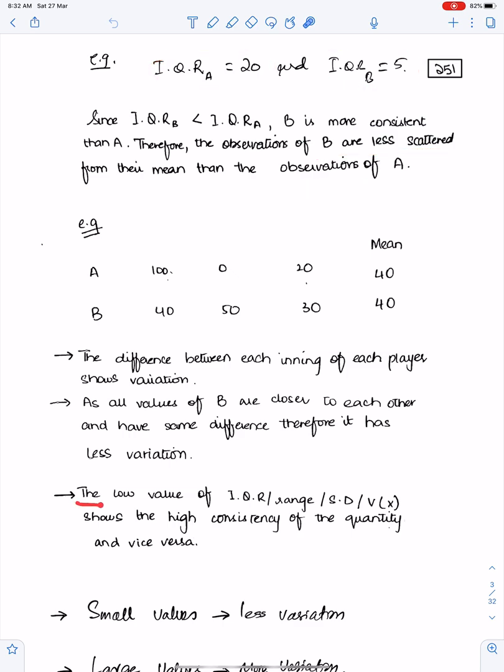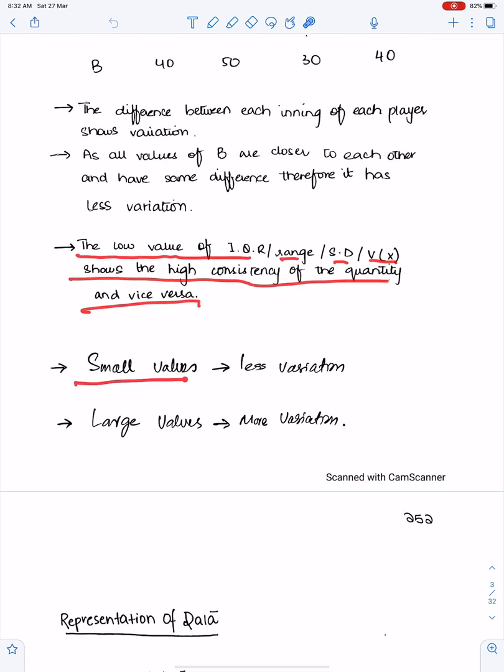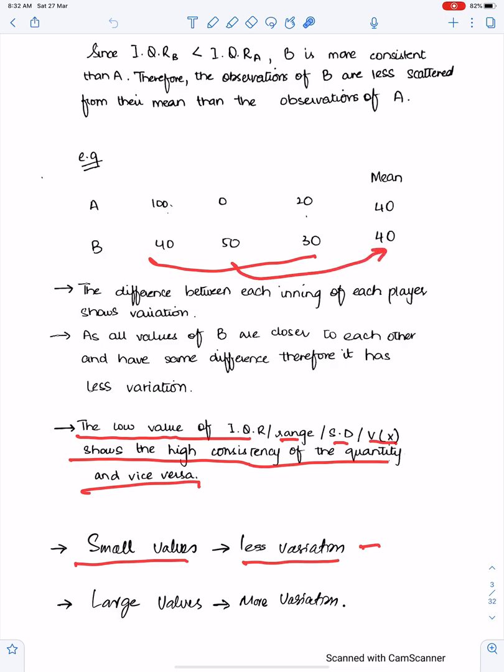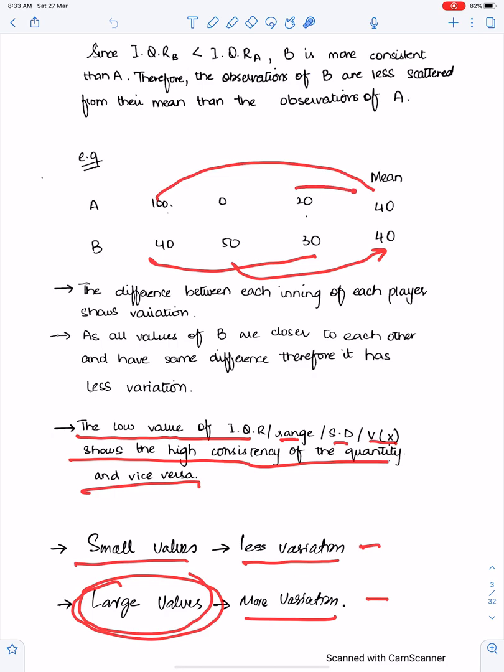I already have told you this thing. The small value of IQR or range or standard deviation or variance shows the high consistency of the quantity, and vice versa. Hence, small values of these quantities mean less variation, meaning observations are less scattered from their mean, like in this case. And large values of these quantities mean more variation, meaning the observations are more scattered from their mean.